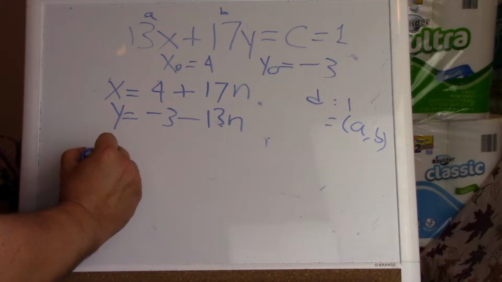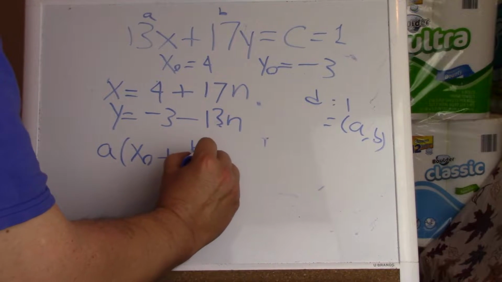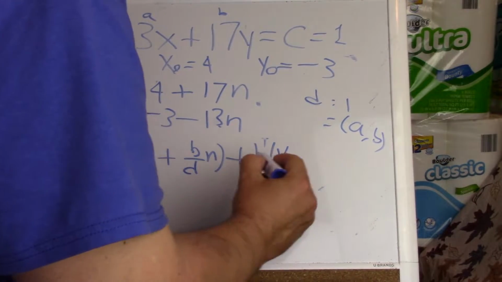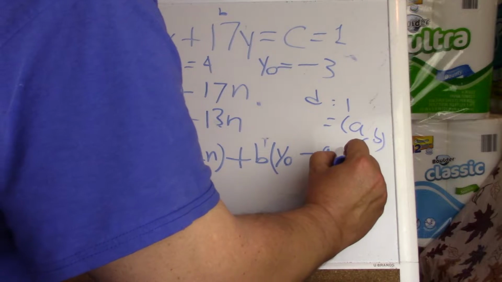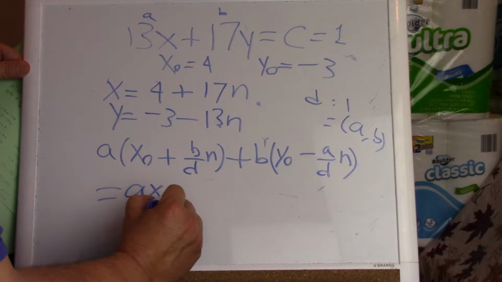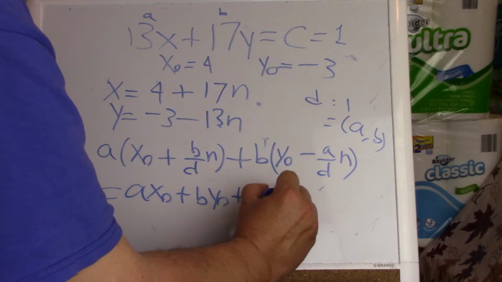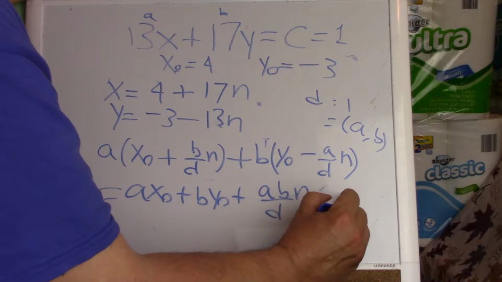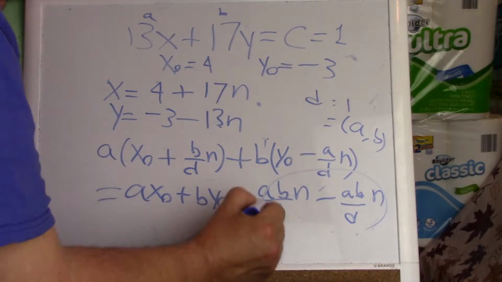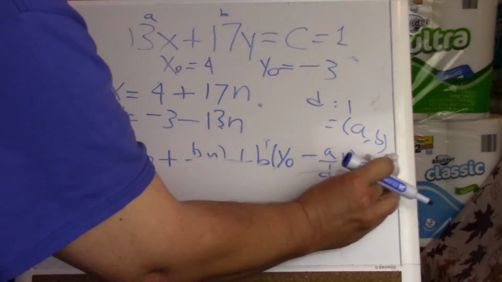Now, the way to verify this is to plug it in. Plug in the equation for x0 and the equation for x, and that equals ax0 plus by0 plus ab over dn minus ab over dn, and these cancel out, and sure enough that equals c. That's just a way to show that.